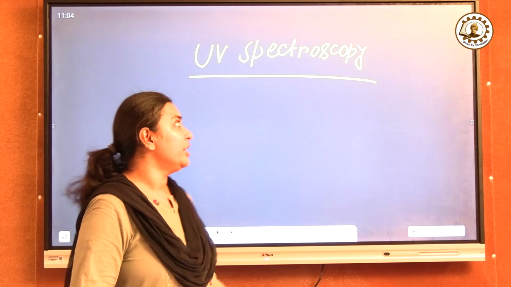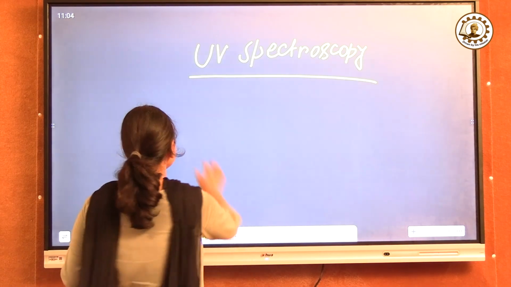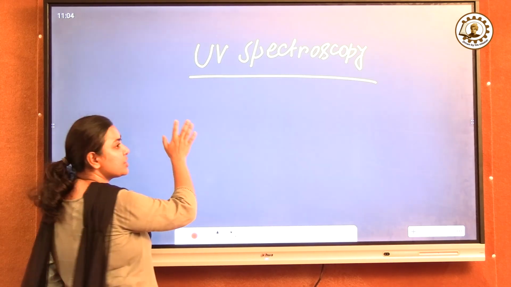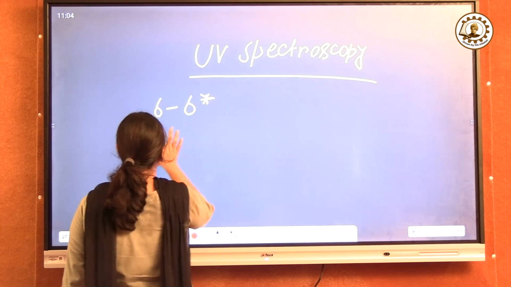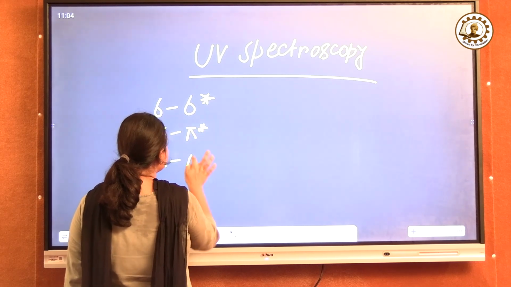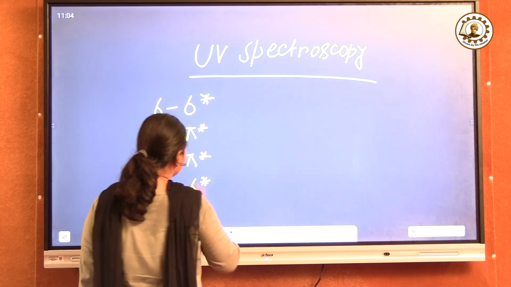Okay. So we are continuing the topic of UV spectroscopy. In the last class, we studied the electronic transitions. The possible electronic transitions were sigma to sigma star, pi to pi star, n to pi star, and n to sigma star.